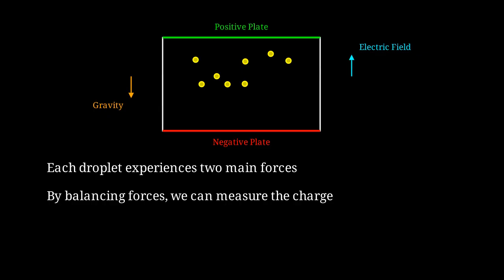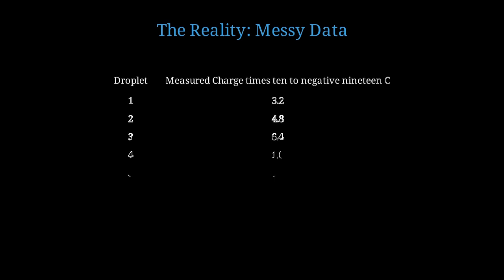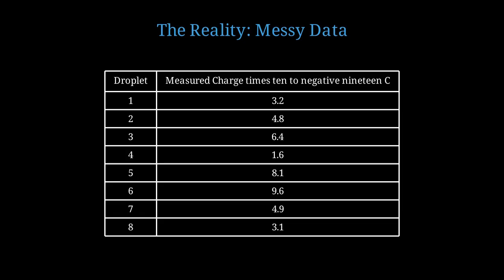Sounds simple, right? But here's where it gets interesting and where real science begins. When you actually do this experiment, you don't get clean, obvious results. You get noise. You get measurements that seem all over the place. Let me show you what real data looks like. Here are 8 measurements. Look at them. 3.2, 4.8, 6.4. They're not identical. They're not even close to being simple multiples of each other. If you were a student seeing this data, you might think the experiment failed.